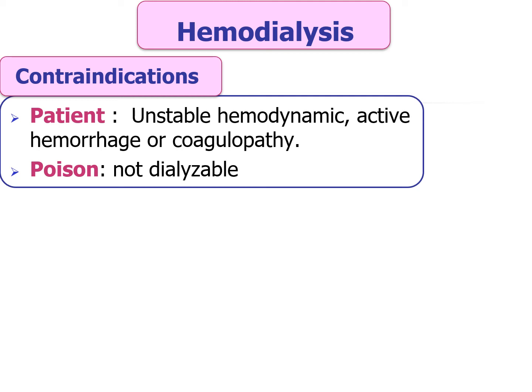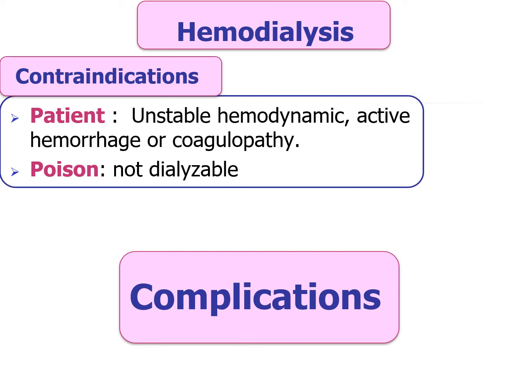What are the complications of hemodialysis? There are some general complications like infection at the site of catheter insertion and thrombophlebitis. Also, hypotension, excess heparin may lead to hemorrhage, transmission of blood-borne diseases like hepatitis B virus or hepatitis C virus and AIDS.